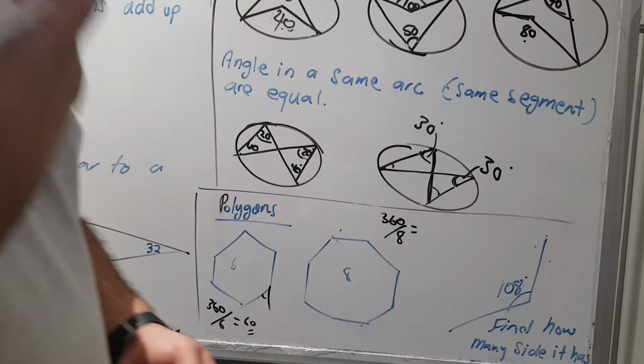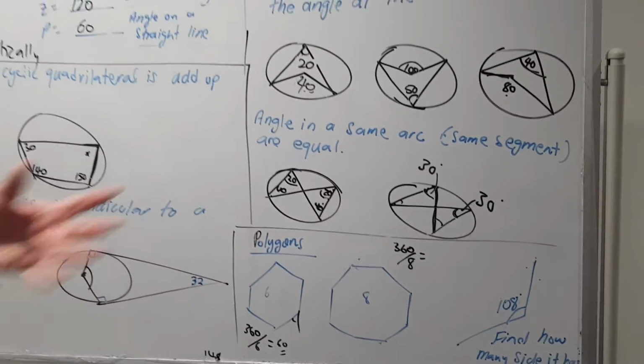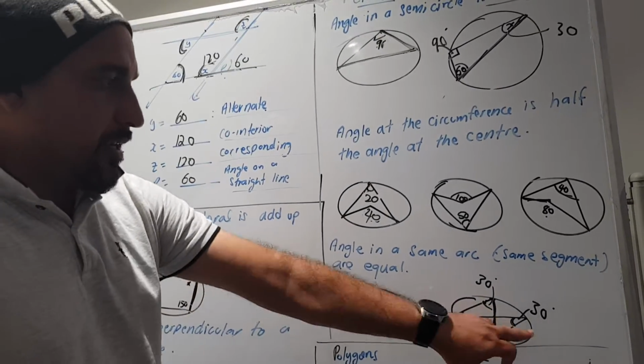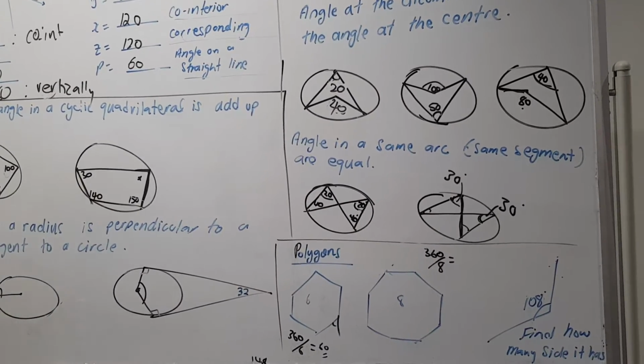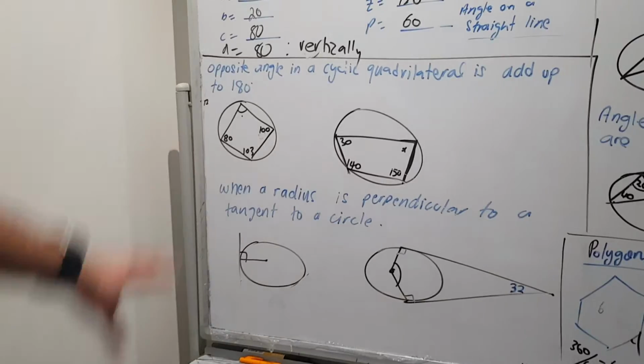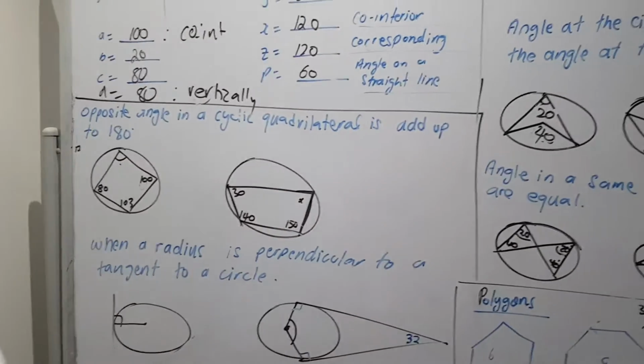It's more like a bow tie. If you have a bow tie, they're the same. Angles on the same arc are the same. Then the next one here. So 1, 2, 3, done.